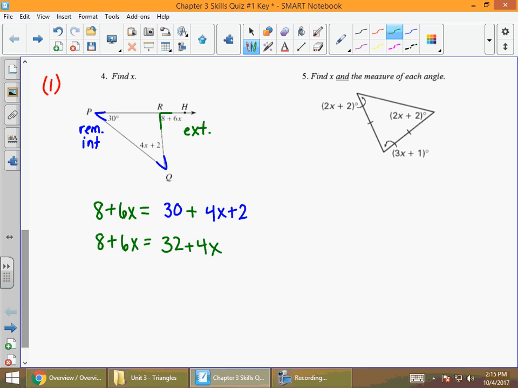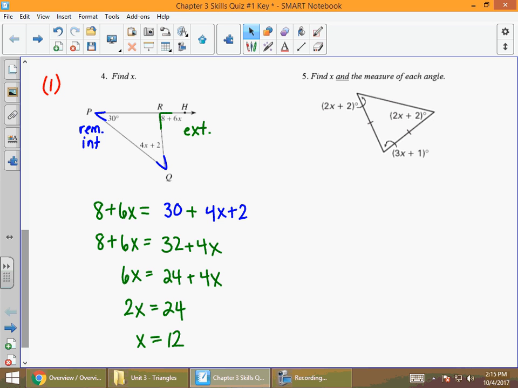Subtract 8 on both sides. So 6x equals 24 plus 4x. Subtract 4x on both sides, 2x is equal to 24. And then divide by 2. And x should be 12.